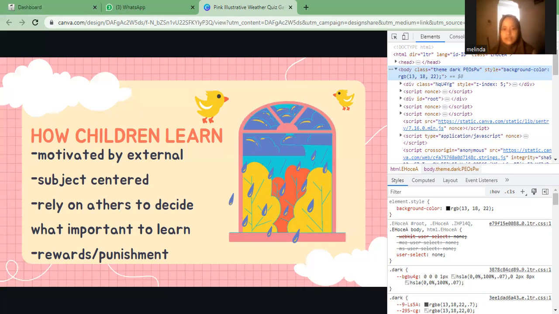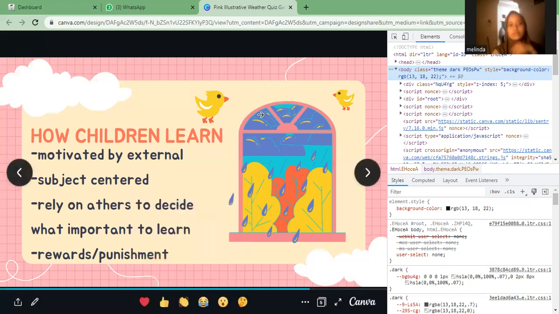And then rely on others to decide what is important to learn. I think the learners will see what their friend is doing and what their friend is learning, then the learners will follow what they see from their friends. And then reward or punishment. I think rewards or punishment is the same as motivated by external.